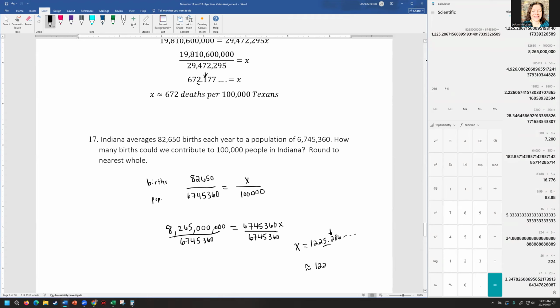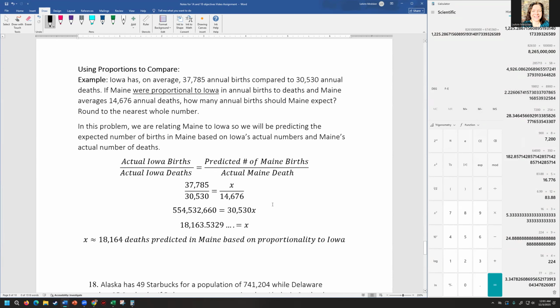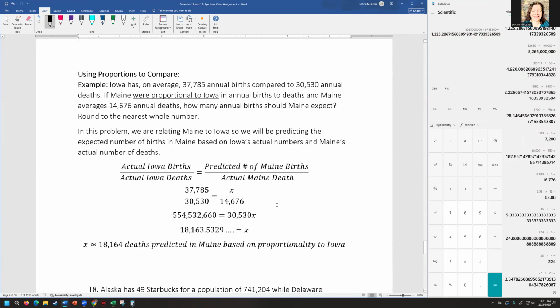So this would be roughly 1,225 births per 100,000. And I would say Hoosiers instead of Indianians. But again, they won't make you write in the units on these. They'll just have you type in the numerical part. All right, so that gets us to a few more examples we have on comparing now with proportions.